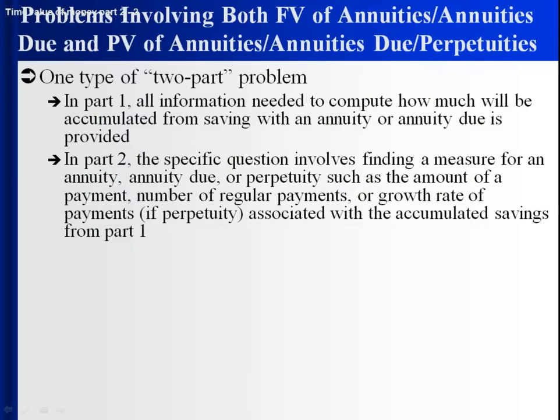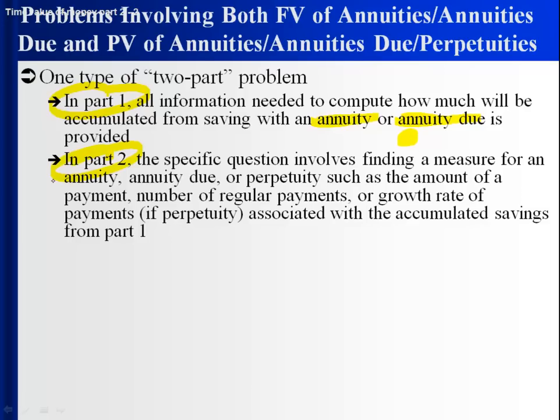One type of this kind of problem is such that all the information that you need in part one is given. So, you know if it's an annuity or annuity due, meaning that you know if you start saving in one period or right away, you know how much you save each period, you know how many periods you'll be saving for, you know what the interest rate is or the return that you expect. So you can figure out how much money you'll have at a particular point in time.